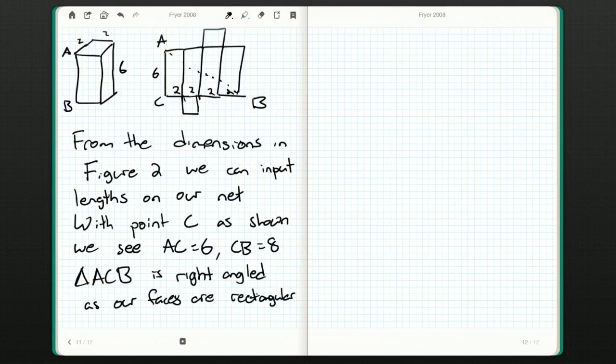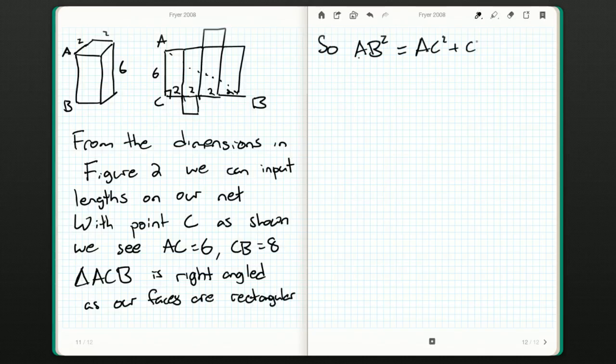And because we have rectangular faces, we know that this angle in here is right angled. So by Pythagoras' theorem, we have AB squared is AC squared plus CB squared. And that's going to be 6 squared plus 8 squared. And you might be accustomed to this one, a 6, 8, 10. We're going to have a length of 10 over here. But we need to actually show that we know what we're talking about, because this isn't a final answer question.